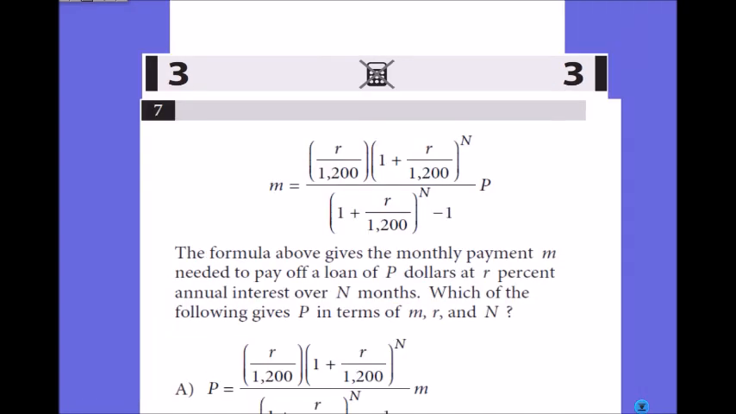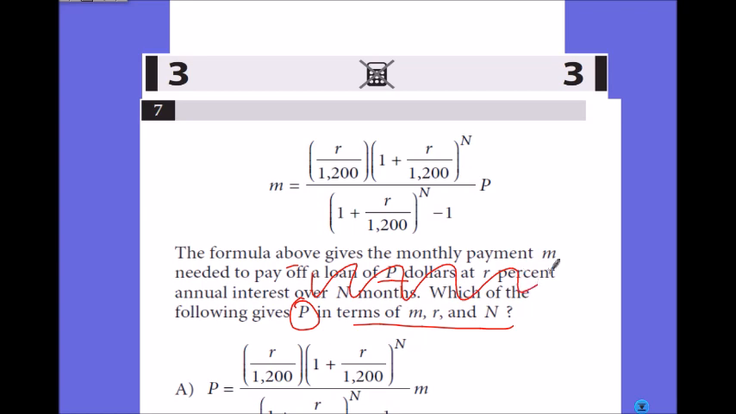Number 7, the formula above gives the monthly payment M needed to pay off a loan of P dollars at R percent annual interest over N months. Which of the following gives P in terms of M, R, and N? So basically, you're solving for P in terms of all the other variables. A lot of times, you don't have to really understand what P, R, and M stand for.